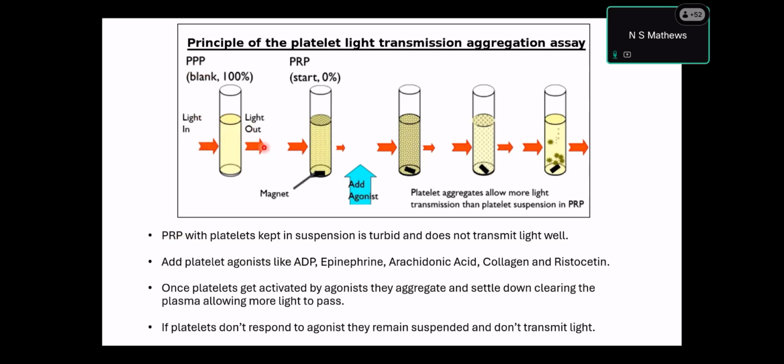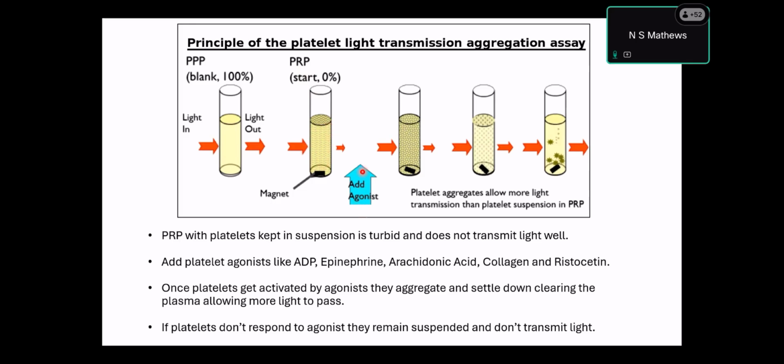So this is light transmittance aggregometry: light transmittance 100% in PPP. Now our interest is the PRP, platelet-rich plasma. In this equipment, there's a magnetic stir bar at the bottom which ensures that your platelets are in circulation. Because the platelets are in circulation, the light cannot transmit. The plasma is very turbid, and light transmittance is very minimal or negligible as long as platelets are in circulation.